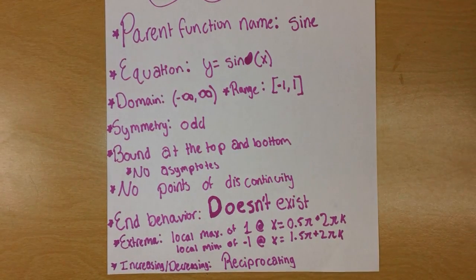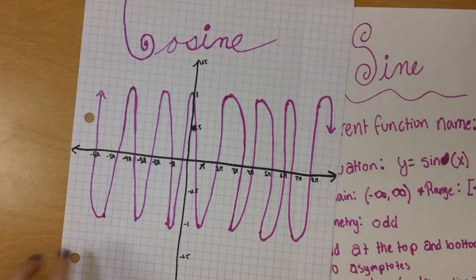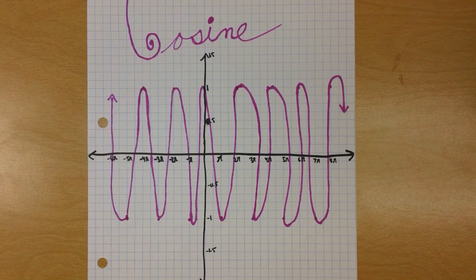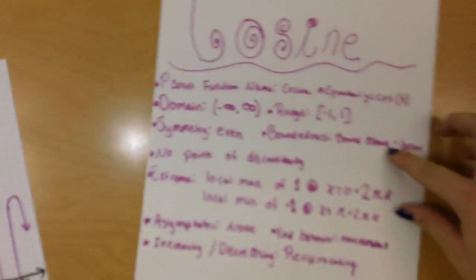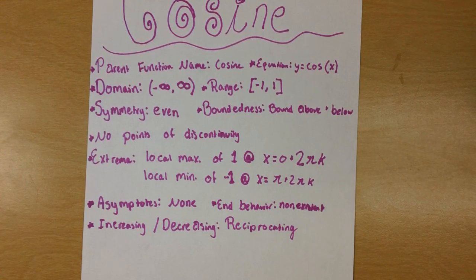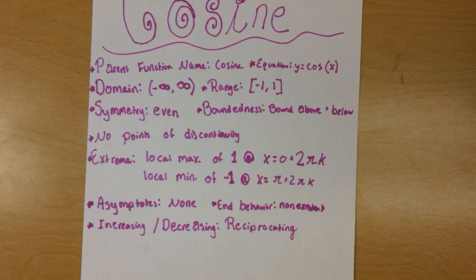Our second function is the cosine function. The equation for this one is y equals cosine of x, and the x values of this graph also are in units of pi. The domain is negative infinity to infinity, and the range is negative 1 to 1, and it includes both numbers, and it has even symmetry.